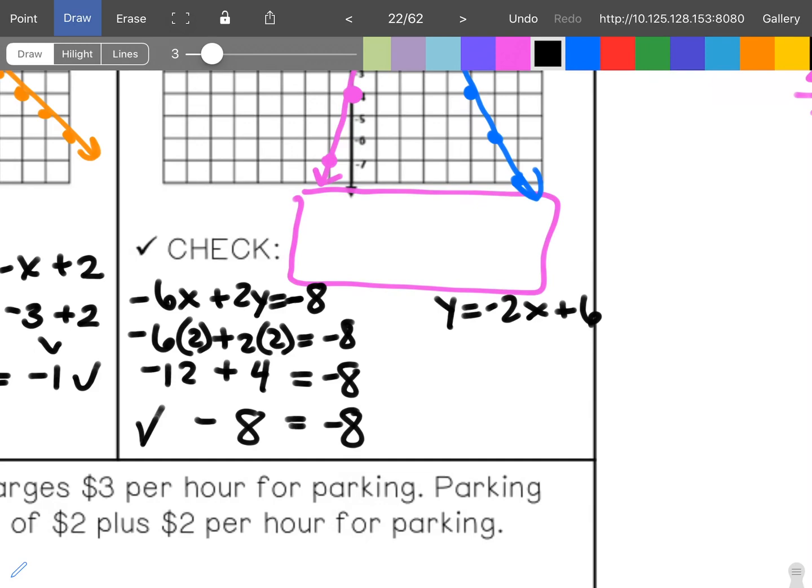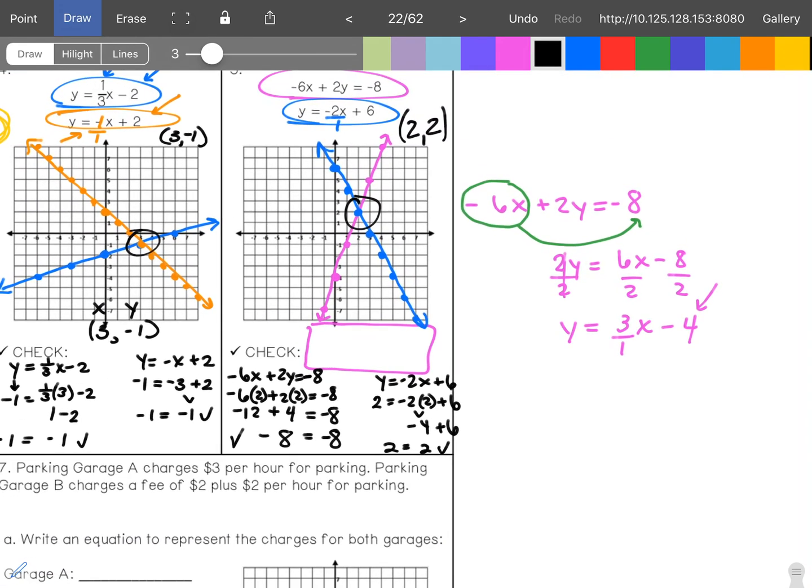But in order for it to be a solution for the system, it has to work for both. So we're going to plug it in for the x and y over here. So this would be negative 4 plus 6, which is positive 2. So it works. Good. So remember, the answer to your problem, the solution, is this ordered pair right here. That's the solution.